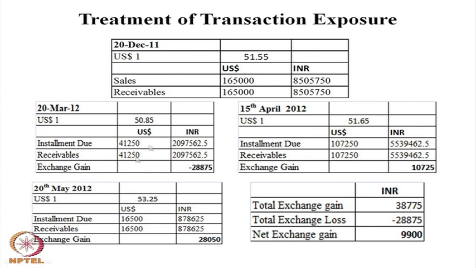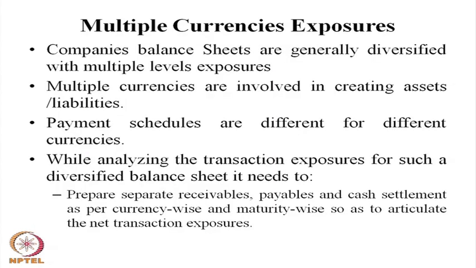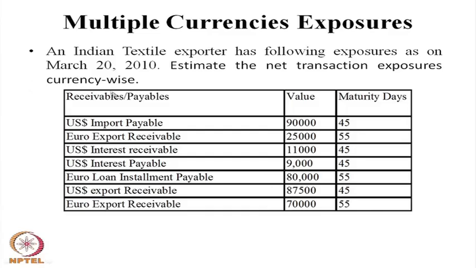However, the fluctuation of the rupee against the US dollar created transaction exposure, and the transaction exposure is spread over three different installments, with three different rates available. There are also multiple currency exposures, because each currency has its own gain and loss. If you see here, US dollar importable, euro exportable, US dollar receivable, US dollar payments, euro payments, all these are there, with different maturity periods, different receivables and payments.